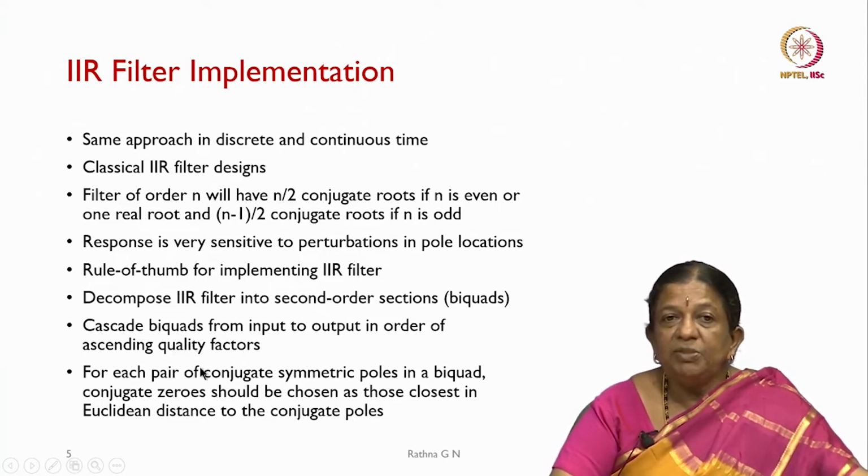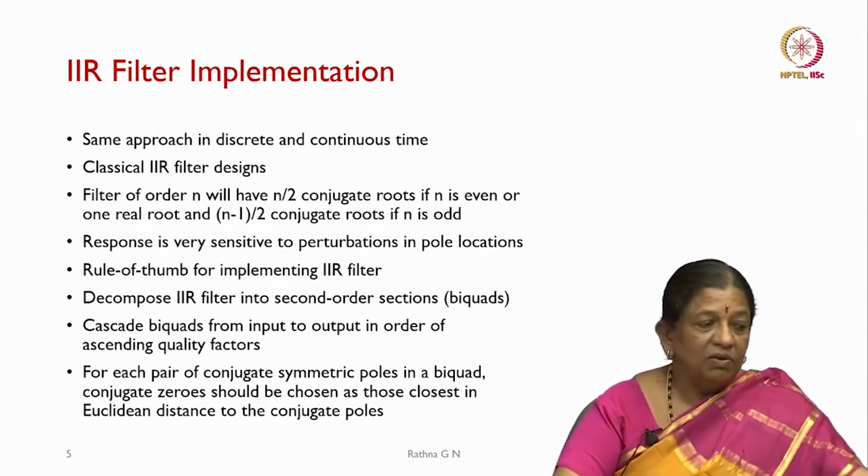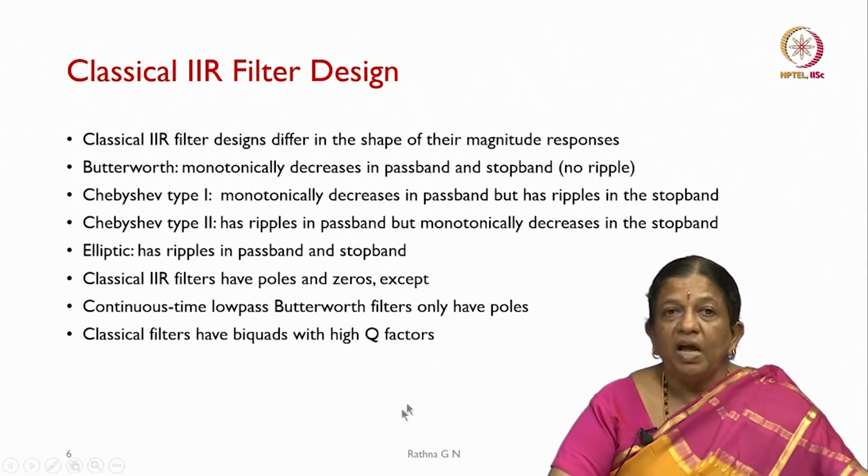For each pair of conjugate symmetric poles in a biquad, the conjugate zeros should be chosen as those closest in Euclidean distance to the conjugate poles. This we will see in the next class, how it is going to be chosen.